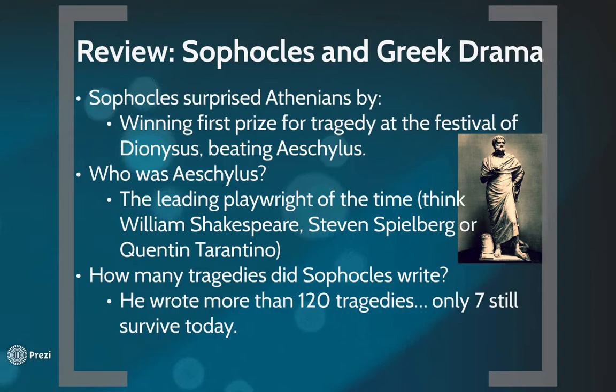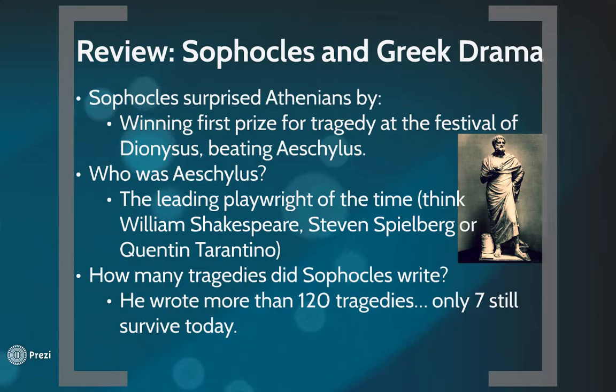And so you basically have this nobody, Sophocles, who shows up and beats him at his own game when it comes to being a playwright. So that certainly elevates Sophocles to pretty famous stature. Most of the plays that he writes tend to be tragedies, which we'll get into some details about. But you're dealing with some kind of tragic character.